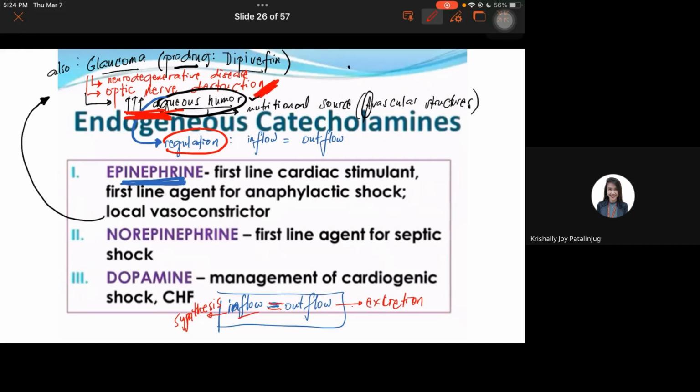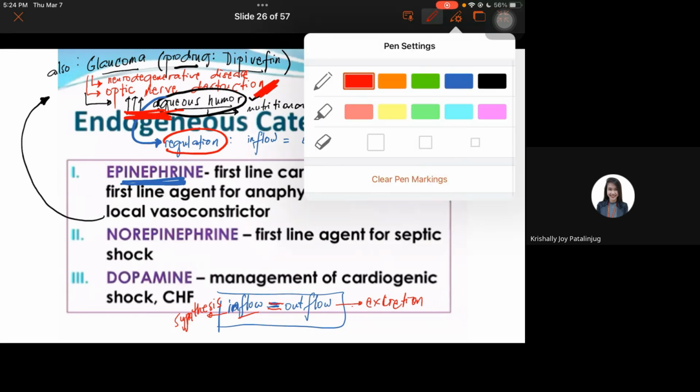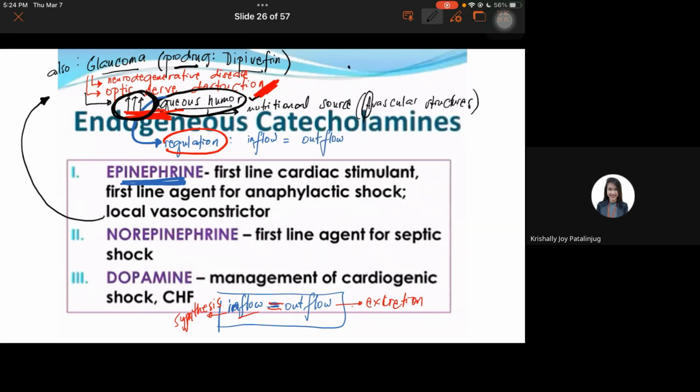Kasi pag nag-accumulate, dumami yung aqueous humor, then that will cause destruction of optic nerve. Okay? Kasi 'di ba yan daw yung underlying cause bakit damage ngayon yung optic nerve. Accumulated yung aqueous humor. So therefore, kung ito yung problema sa glaucoma, mataas or accumulated masyado yung aqueous humor, we could tell nga hindi balanse yung inflow and outflow. That's the reason bakit mataas yung level ng aqueous humor. So yung inflow is not balanced with the outflow. Yan yung problema kaya tumataas yung aqueous humor.